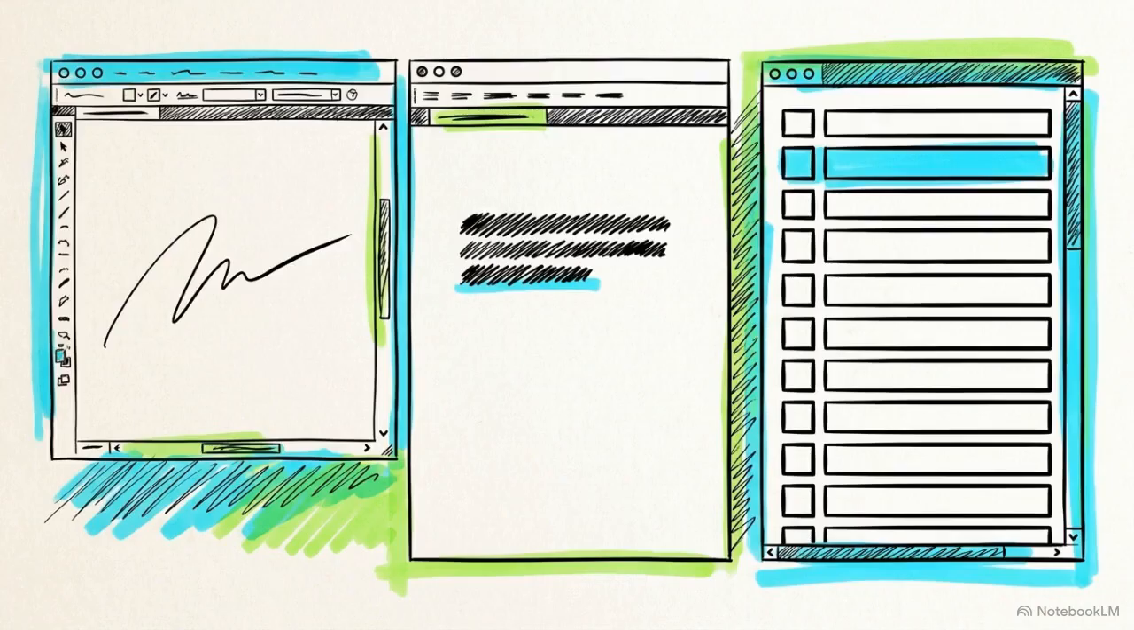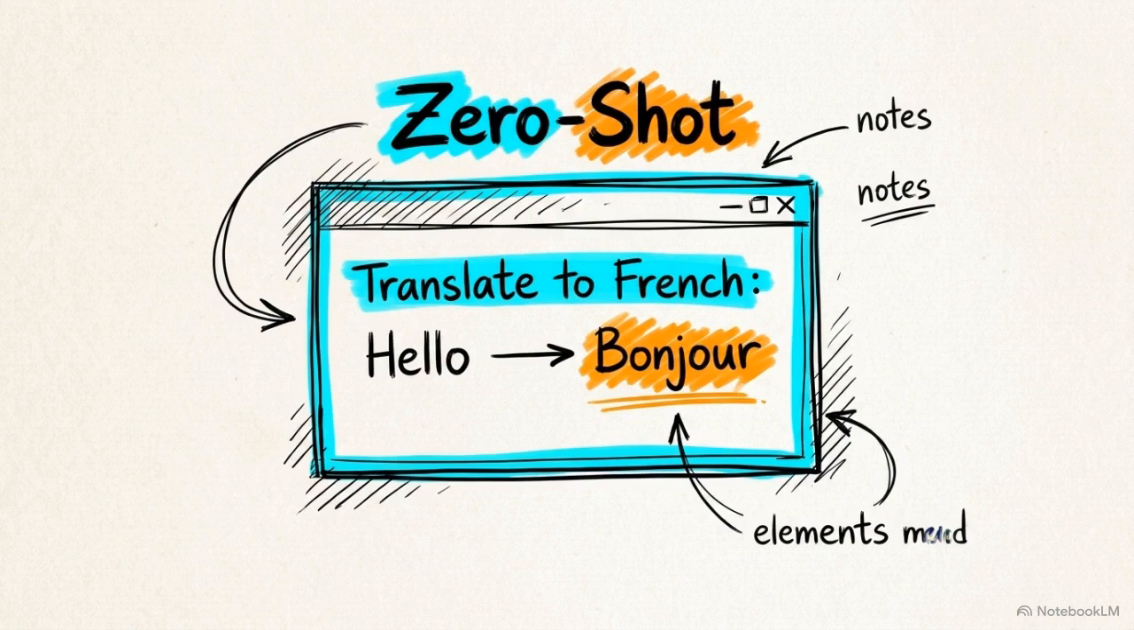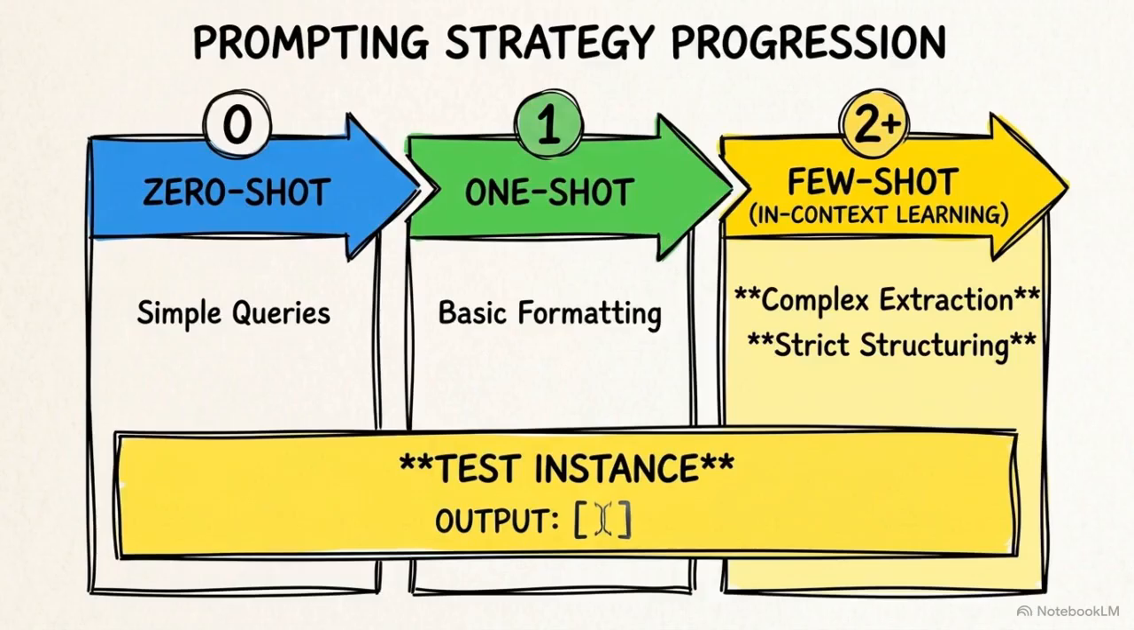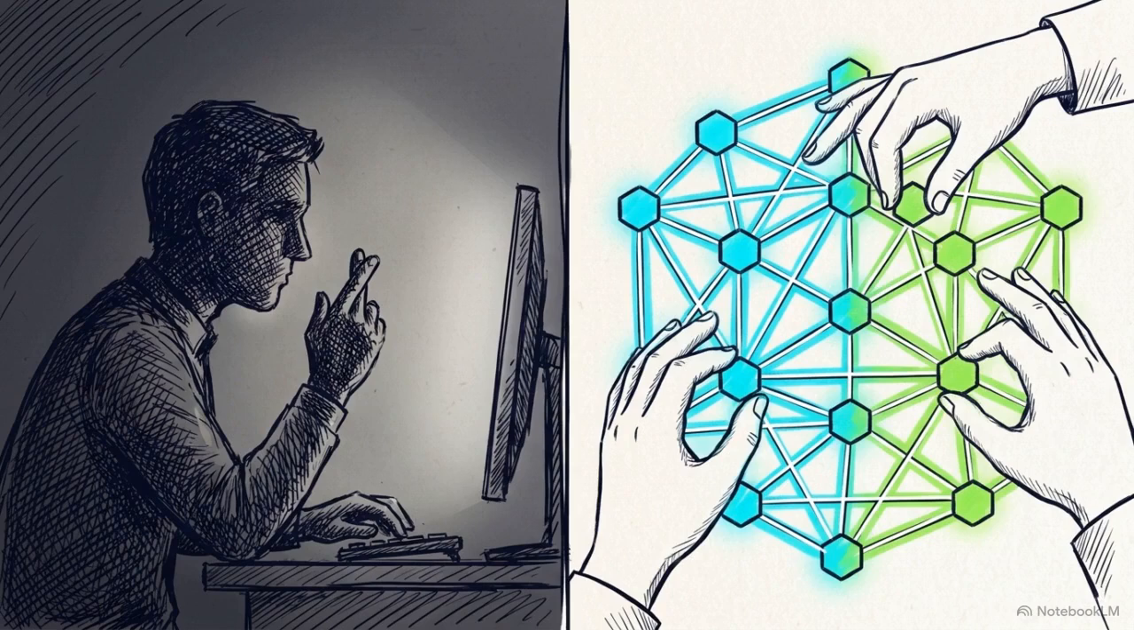Your prompting strategy should scale with your task. Zero-shot prompting is your tool for simple, common tasks. One-shot prompting provides a quick way to clarify basic formatting and tone. This matrix summarizes the progression. Few-shot prompting is the tool for complex extraction and strict structuring. And as the bottom banner reminds us, always end with an open test instance. Applying these 3 methods shifts your workflow. You move from passively hoping for a useful response to actively building more predictable and reliable AI systems.